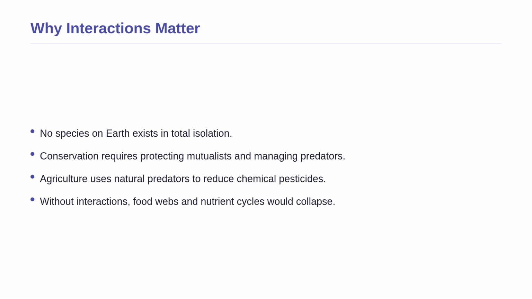Before we move on to the mathematics, we must understand why these interactions are absolutely crucial. No species exists in isolation. If we want to save an endangered plant, we must also protect its mutualistic pollinators and manage its predators. In agriculture, farmers use these interactions to introduce natural predators of pests, reducing the need for harmful chemicals. Without these relationships, food webs would collapse, nutrient cycles would halt, and biodiversity would simply cease to exist. Mastering these concepts allows us to protect and sustain the delicate balance of our planet.